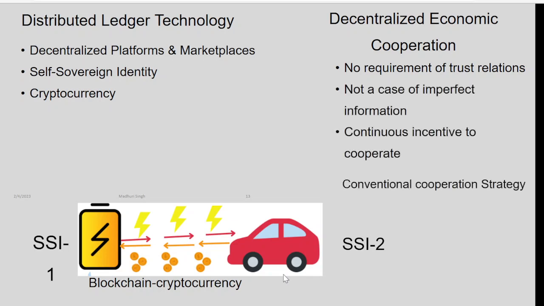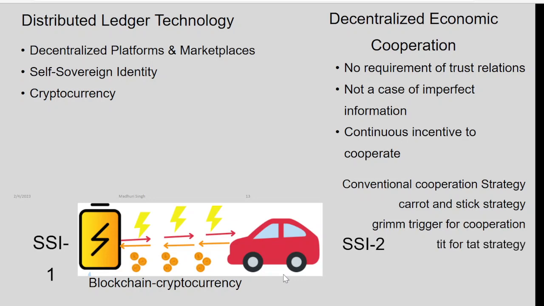Unlike the economic cooperation among humans, where the conventional cooperation strategies are the carrot and stick strategy, grim trigger strategy, tit for tat strategy, these strategies are not required here. Okay, only incentive matters. Incentive being the continuous micro payments. The cooperation between the cab and the charging station exists till the payment stream is flowing from the cab to the charging station. The moment the payment stream is stopped or is interrupted, the transaction will stop.